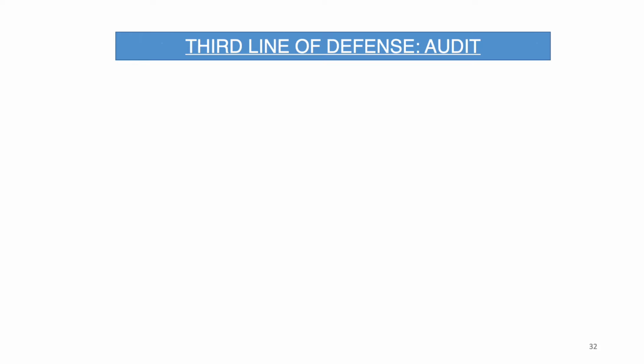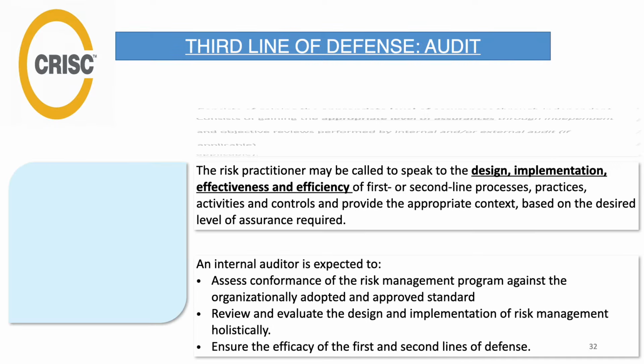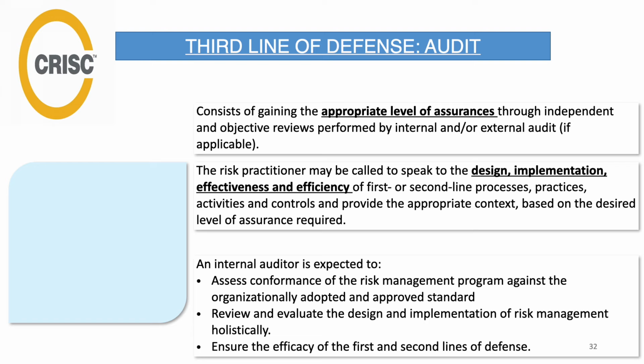Right? Let's move further ahead. Let's discuss the third line of defense, that is audit. So friends, the third line of defense provides senior management and the governing body with a required degree of assurance through impartial and unbiased evaluation carried out by the enterprise internal audit capacity and external audit, wherever it is relevant. Assessing the risk management program's compliance with the organizationally accepted and approved standard is what an internal auditor is intended to perform.